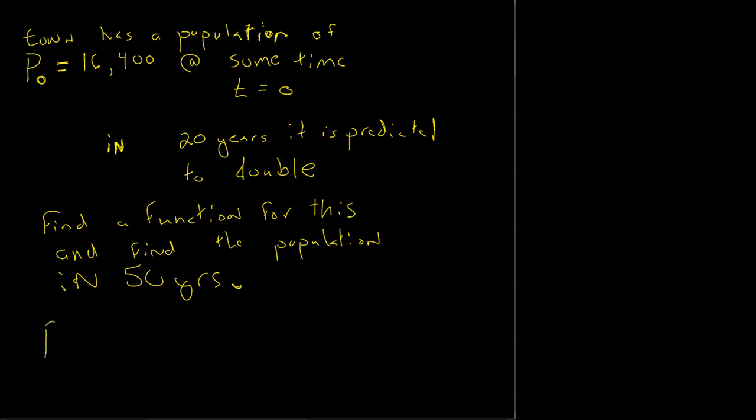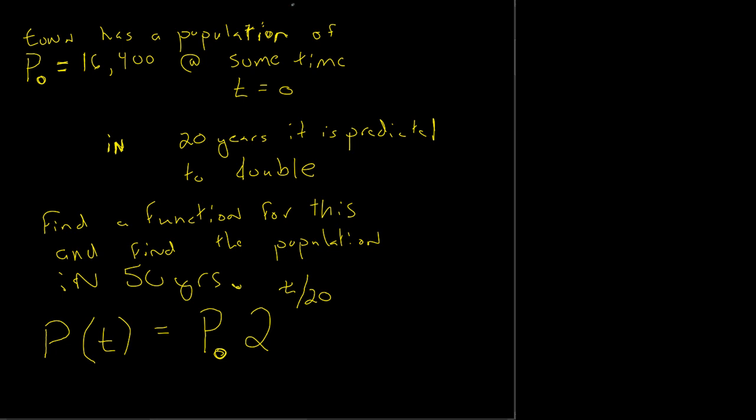I can say the overall population as some function of time is going to be 2, whoops. It's going to be whatever the original population was, P sub 0, my initial population. And it's going to double, and it doubles every 20 years. And so what we have to do is put t divided by 20 in the exponent. That's what we do with the doubling time.